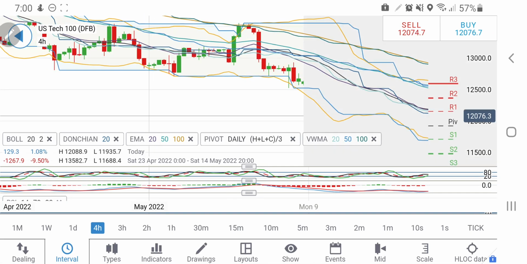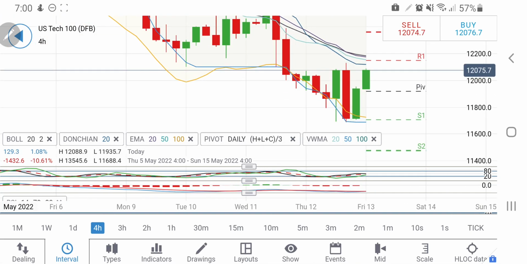Now look at the 4-hour charts closely. It is trying to create a double top here. It may try to go towards 12,150. Only if it sustains above 12,150, I'll expect the first target at 12,200, then it will try to hit 12,300 and then 12,400, plus minus 10-20 points you should always keep.